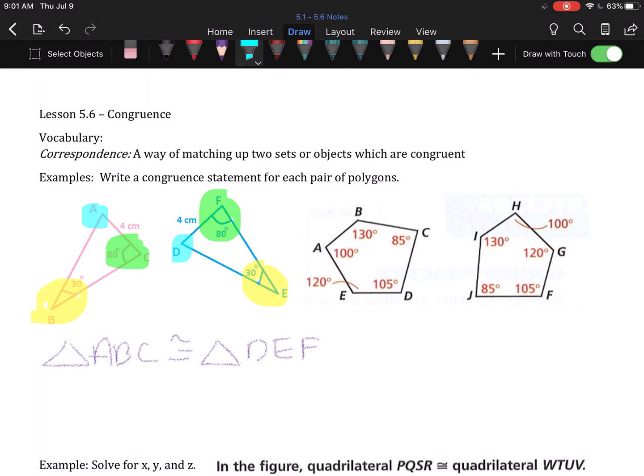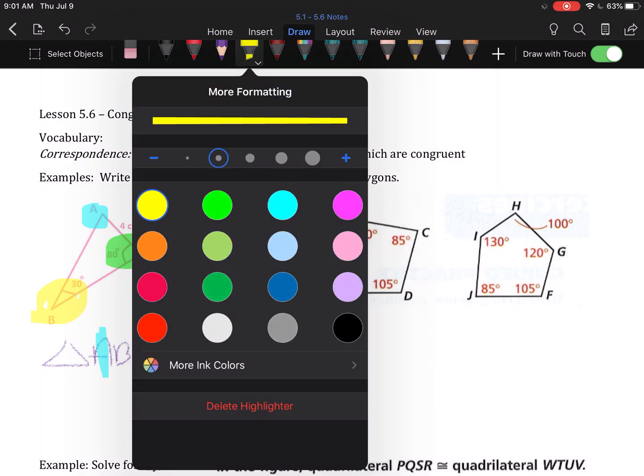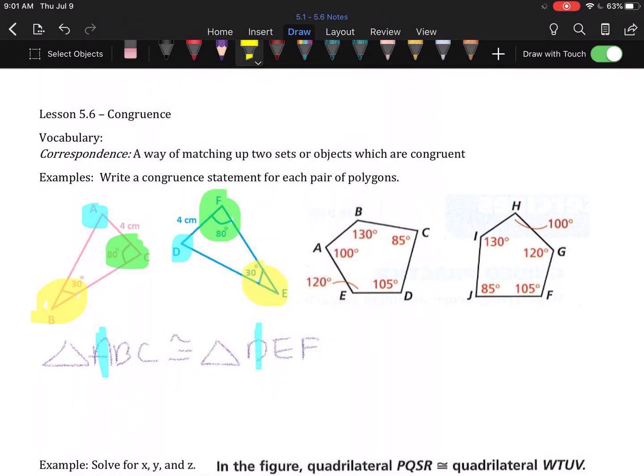Highlight, and again, I'm doing it on an iPad, but A was blue, D was blue, B is yellow, E is yellow, and C is green, F is green. Blue, yellow, green, we're good. That's the key thing. It has to match up. Whatever the first letter is has to be the same as the first letter in the second shape.